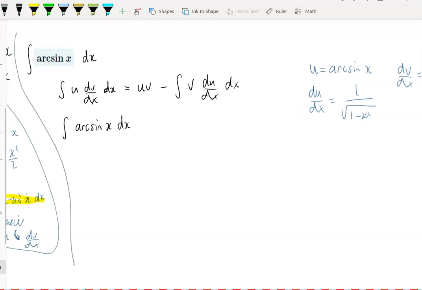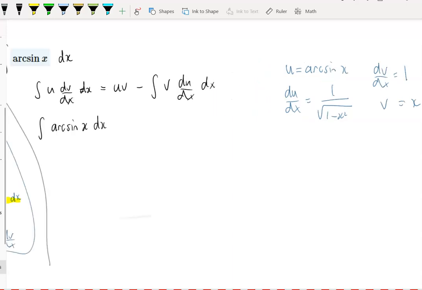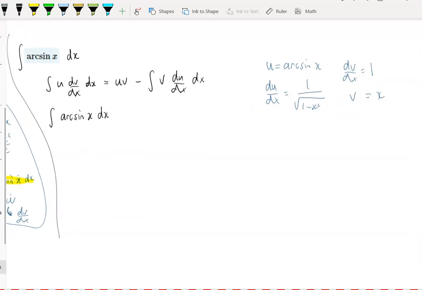Well, what is dv/dx in our example over here? Well, there's no other function, so it must be equal to 1, which means that v is equal to x. Now we've got the bits that we need. Okay, so now we're going to solve this problem.